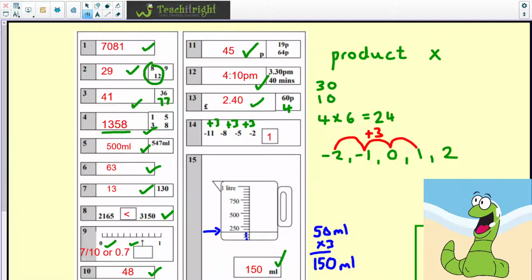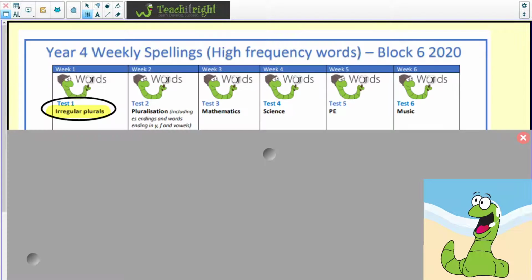Right, going along to the next activity. Now, in your live lessons, of course, we are going to test you on your spellings, and that will be on your irregular plurals. Now, if you aren't able to come along to the live lessons, we would ask mums or dads to test you on those 10 words. Do let us know how you get on, but obviously these come from your weekly sheet.